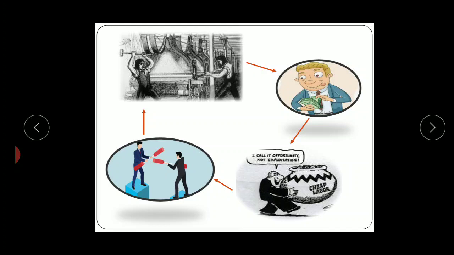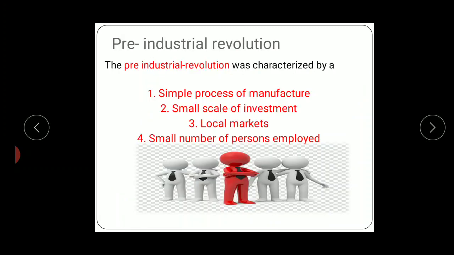Then fourthly, what happened? Conflict between these two parties. That is, kon kon sa parties? Employers and employees. Okay. Now I have discussed about what happened during the revolution in brief.